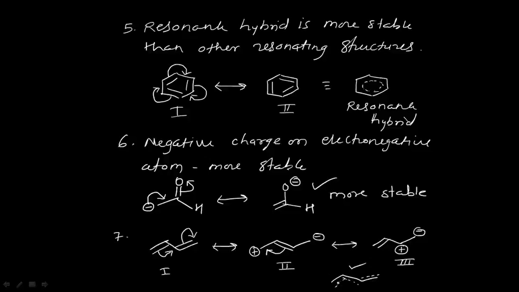This is your resonance hybrid having partial double bonds. Suppose we number the carbons 1, 2, 3 and 4. In structure number 1 there is a double bond between carbons 1, 2 and 3, 4. In structure number 2 there is a carbon-carbon double bond between carbon number 2 and 3. Structure number 2 has more charge separation, so it contributes more to the resonance hybrid.